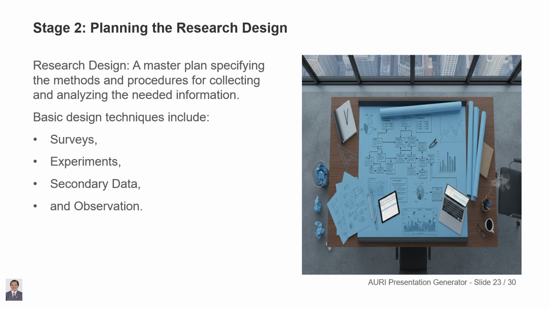It systematically outlines the precise methodologies, procedures, and analytical techniques we will use. This ensures efficient collection, measurement, and analysis of all necessary information related to our objectives. At this planning stage, the main data collection techniques we consider generally fall into 4 categories. These include conducting surveys, implementing controlled experiments, analyzing existing secondary data, and utilizing systematic observation methods.